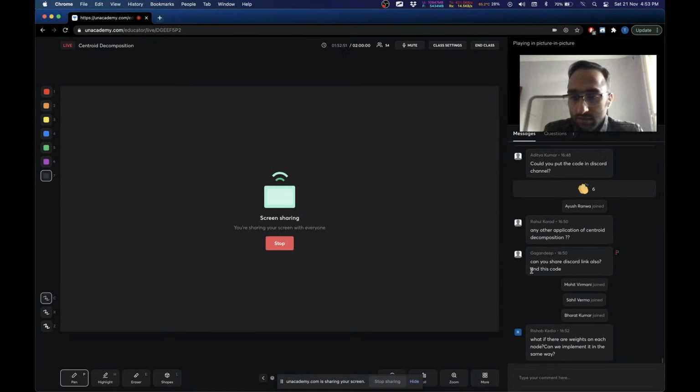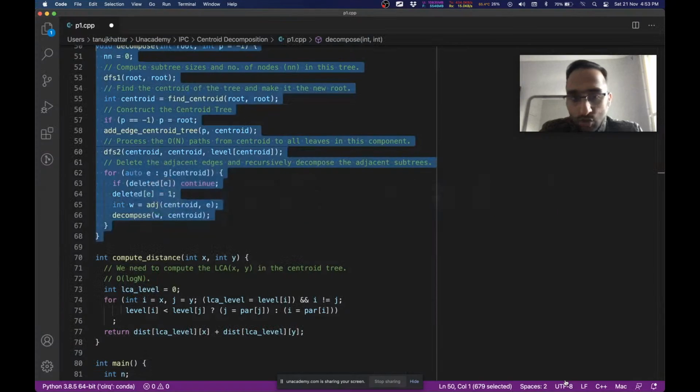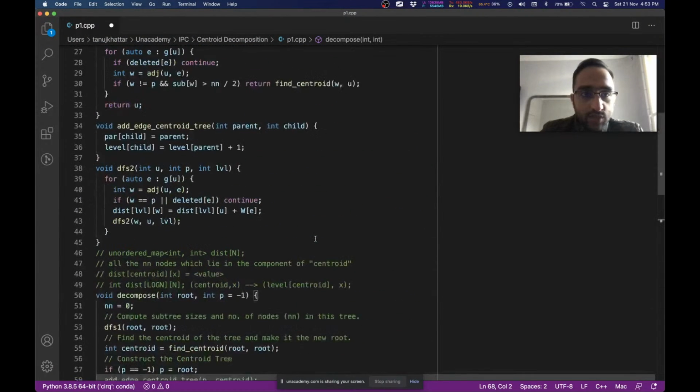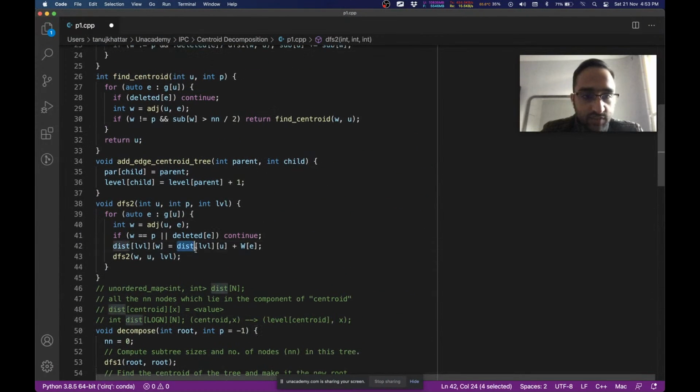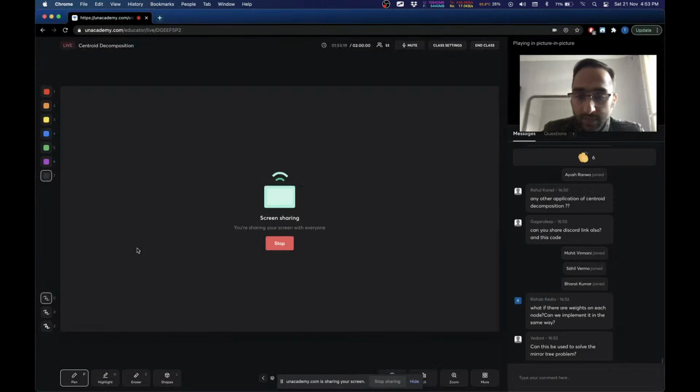Okay, doubts. Yes, definitely we can implement it the same way. Right now the weights were on edges. If the weights are on nodes, then all that would change is that in this function where we are computing the distances, instead of adding the edge weight, I'll probably add the weight of the node W on which I'm recursing. That is probably the only thing that will change. So only a single line will change, and everything else will work as expected.